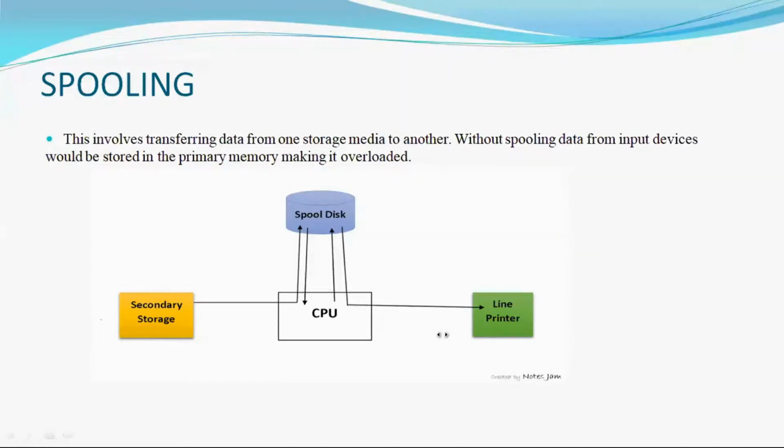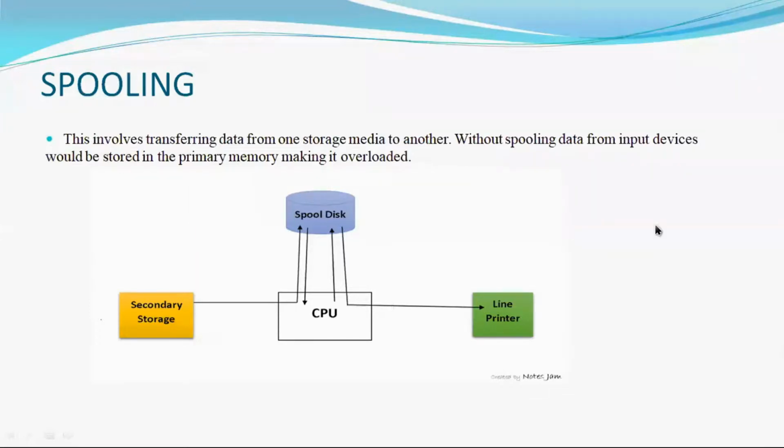When we transfer data from your flash disk to the hard disk of your computer, that is spooling. Without spooling, members, data from input devices would be stored in the primary memory, making it overloaded. So some information has to be transferred. Even when you're running Word, certain programs have to be sent to the RAM. That process of transferring those programs to the RAM is also what we call spooling. So long as information or data is being transferred from one storage media to another, it is spooling.